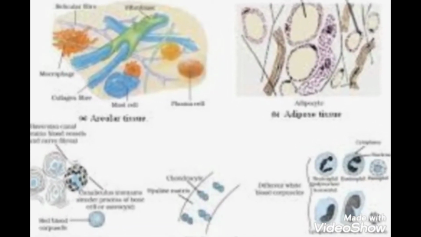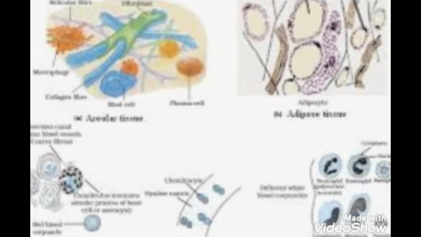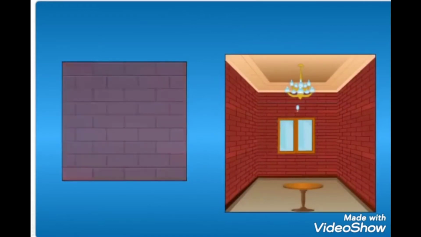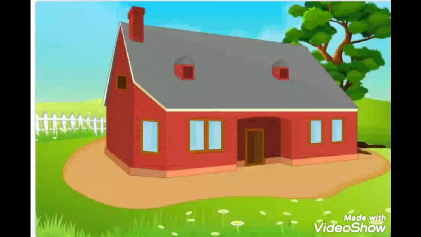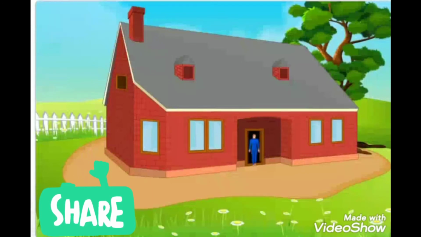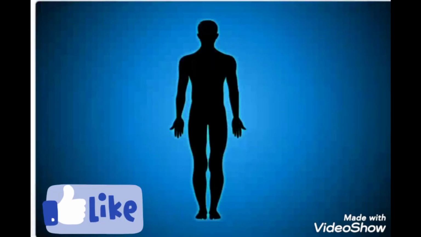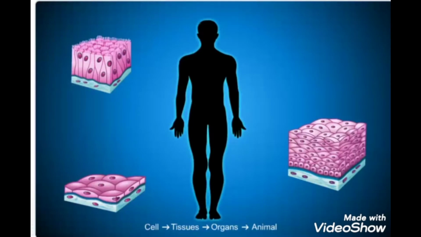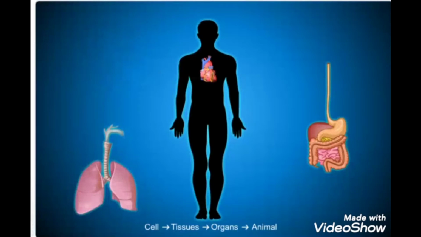In this video, we will discuss class 9 chapter 6, tissues. It takes a small brick to form a wall. It takes 4 walls to form a room and many rooms to form a house. Similarly, it takes tiny cells to form a tissue. It takes different tissues to form an organ and many organs to form an organism.